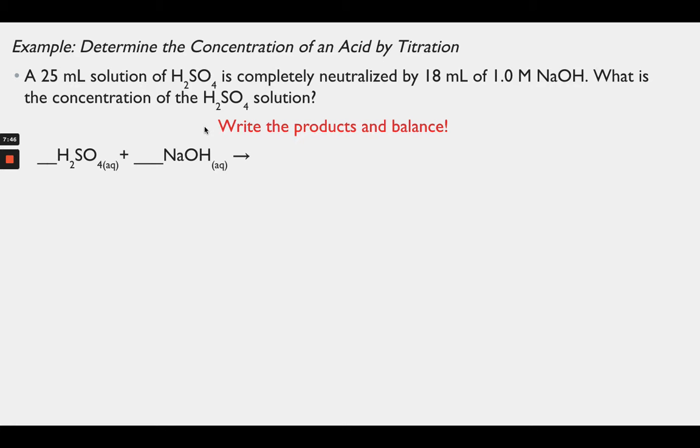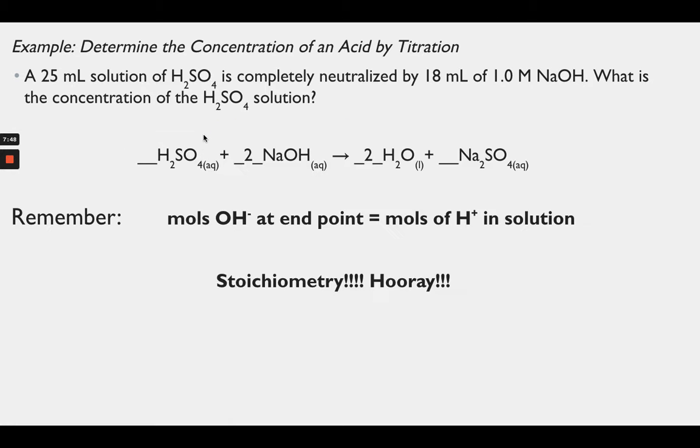Well, the first thing you have to do is write a balanced equation. Okay, so we're going to write the balanced equation. H2SO4 plus 2 NaOH will give us 2H2O and sodium sulfate. So this would be our balanced equation, and we have the right formulas and the right balance. Now remember, in a neutralization, the moles of hydroxide will equal the moles of hydrogen. So essentially, the moles of this base will equal the moles of the hydrogen in here.